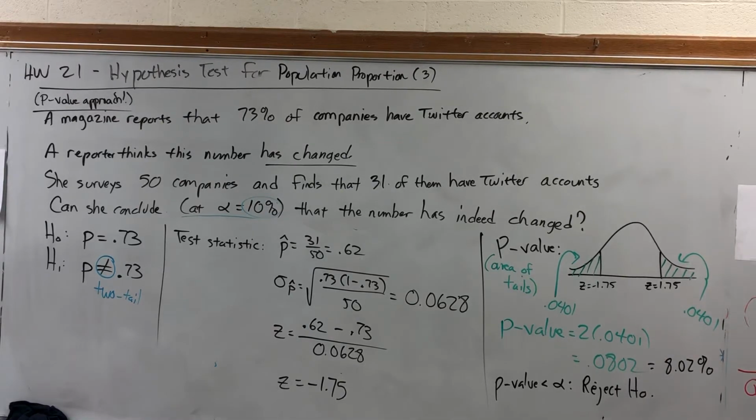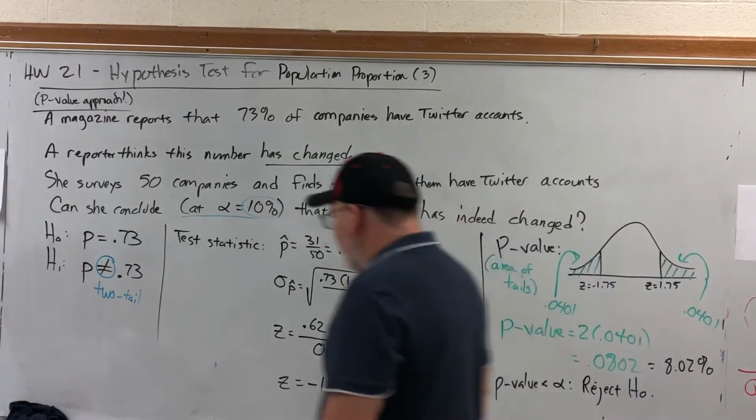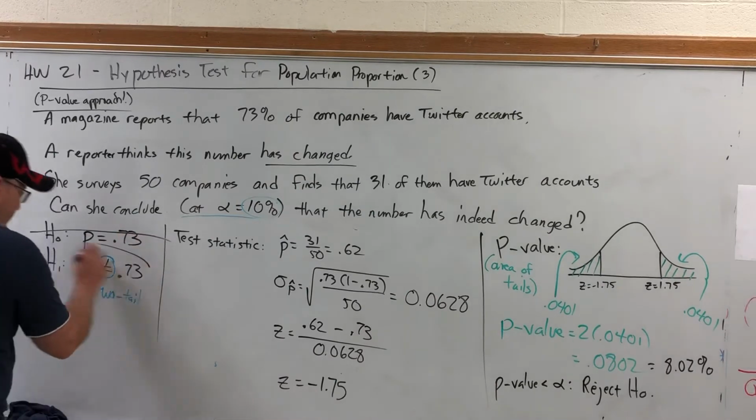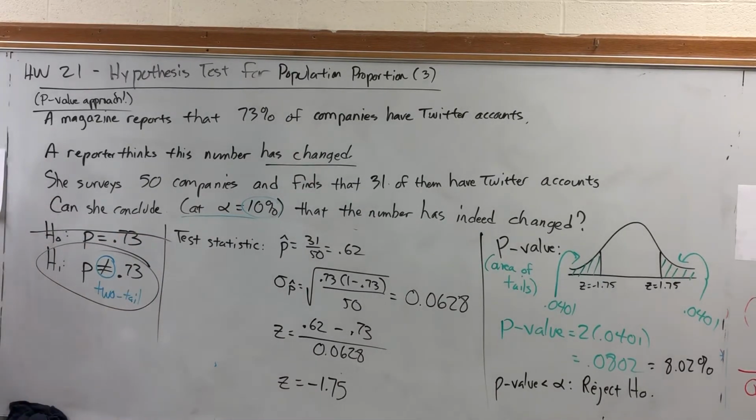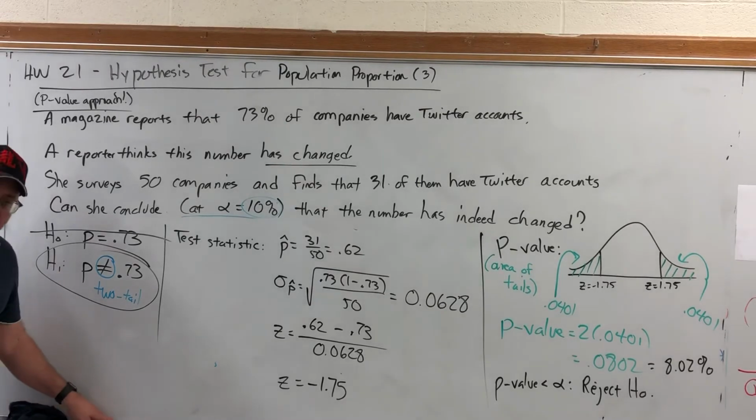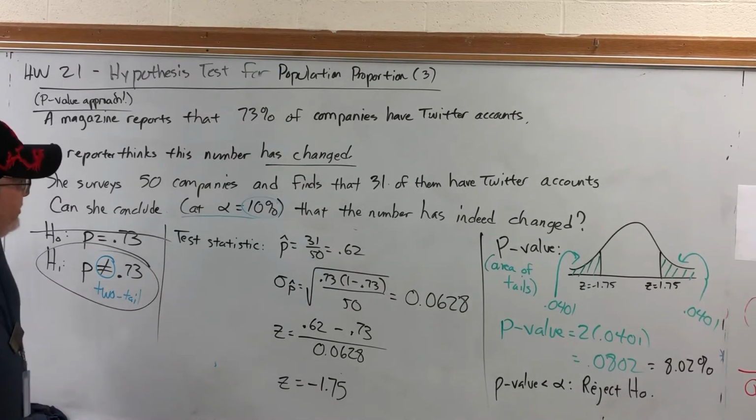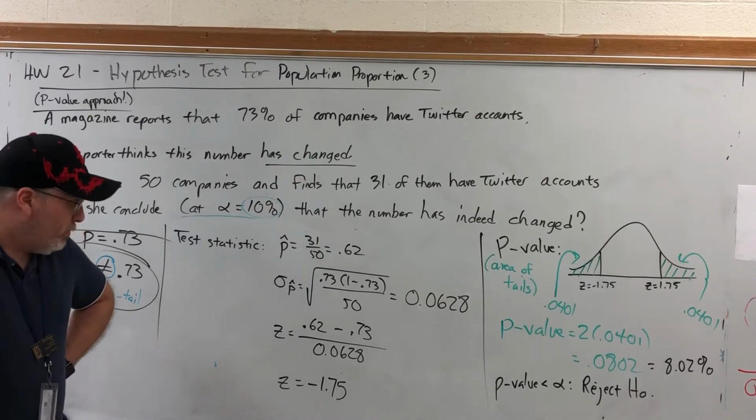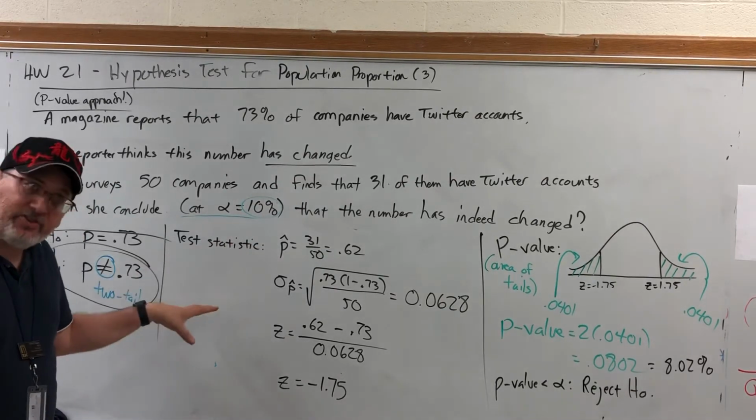So can she conclude that the number has changed? Well, if we reject the null, we're concluding the alternative, and yes, we can. So the p-value approach, again, is the exact same as it was for testing a population mean, with the exception of how you calculate the test statistic.